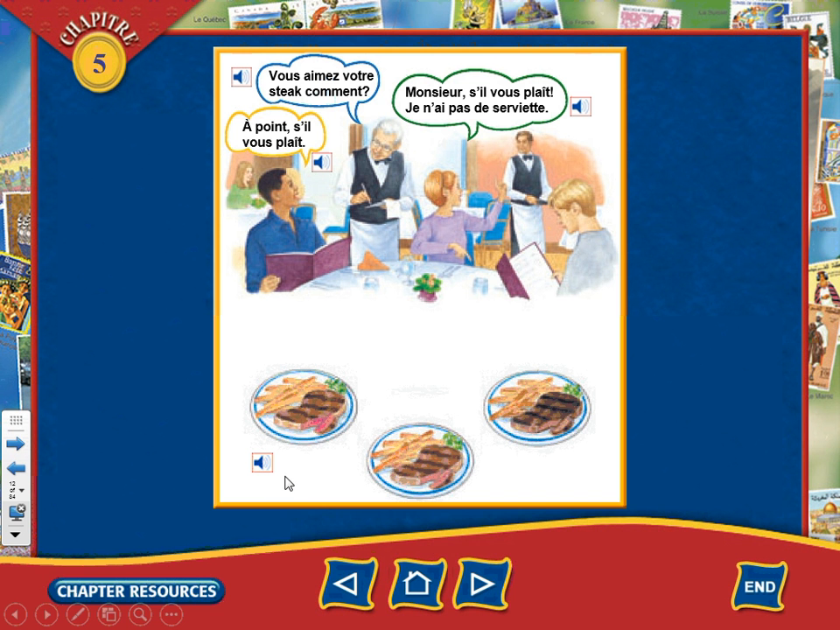All right, now, here's the different ways that we talk about how we like our steak done. Saignant. You can see in this picture, it's kind of pink, right? Pretty pink. So, saignant means rare. It literally means bloody, rare. À point. À point is medium. Bien cuit. And bien cuit, well done.